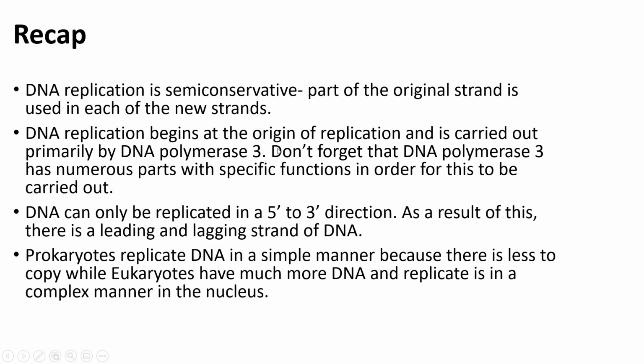So, to recap what was covered in this video, DNA replication is semiconservative. Part of the original strand is used in each of the new strands. DNA replication begins at the origin of replication and is carried out primarily by DNA polymerase III. Don't forget that DNA polymerase III has numerous parts with specific functions in order for this to be carried out, which were covered in this video, specifically the sliding clamp, helicase, etc. DNA can only be replicated in a 5' to 3' direction. As a result of this, there is a leading and lagging strand of DNA. Prokaryotes replicate DNA in a simple manner because there is less to copy, while eukaryotes have much more DNA and replicate it in a more complex manner in the nucleus.